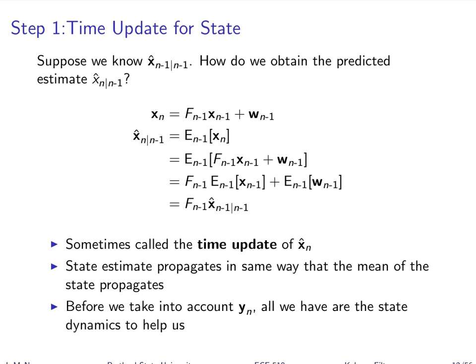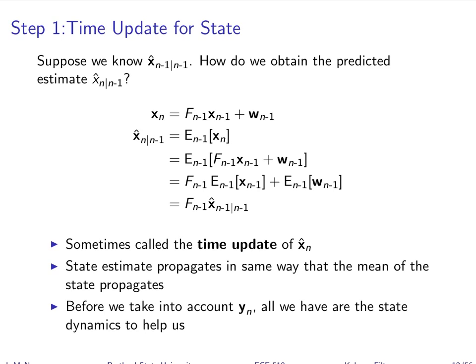So let's talk about that first step of doing what's called the time update, where you're really trying to do a prediction. So let's say we've got a great estimate that we're really happy with of our state. Given all the measurements up to time n-1, we've got a great estimate of what the state is at time n-1. So we're starting off with that, and now we want to get a predicted estimate.